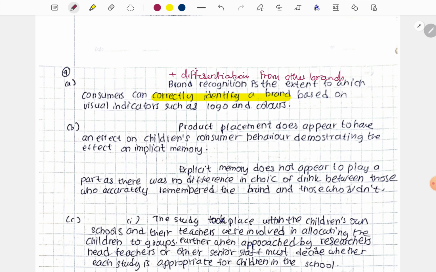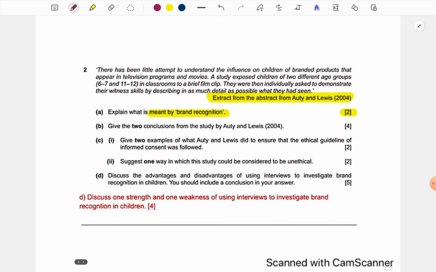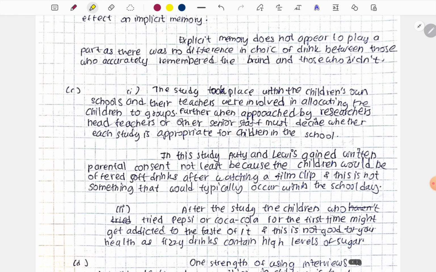But her definition is correct. It's written well with proper use of terminology. So I would award this 2 on 2. She will get 2 on 2 in the paper. Next question is, give 2 conclusions from the study by Otti and Lewis.